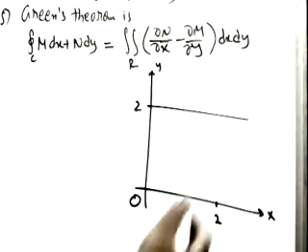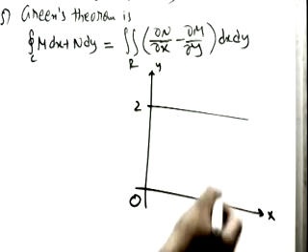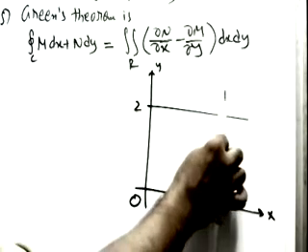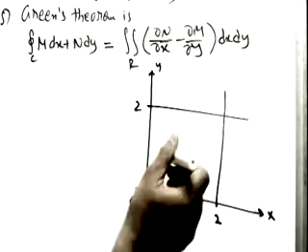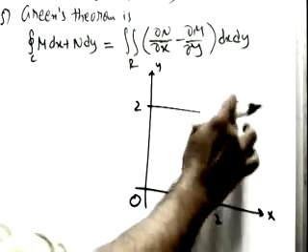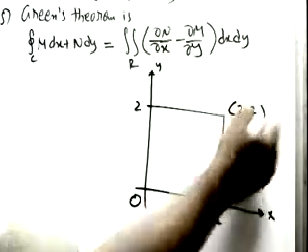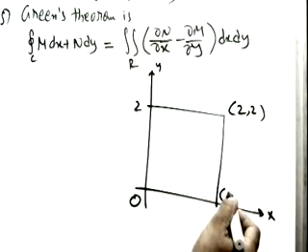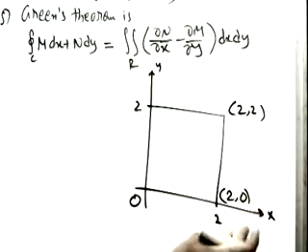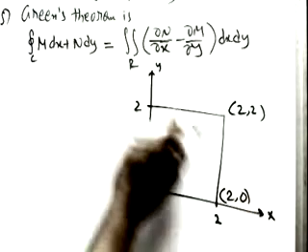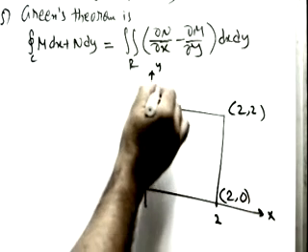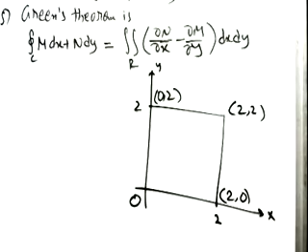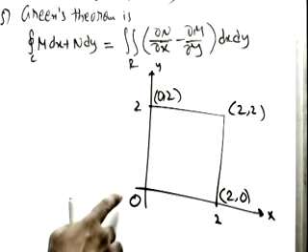So this line is x equals 2, and this line is y equals 2. So this point will be (2, 2). This point, since on the x-axis its y coordinate is 0, is (2, 0). Y-axis means x coordinate 0, so this is (0, 2).